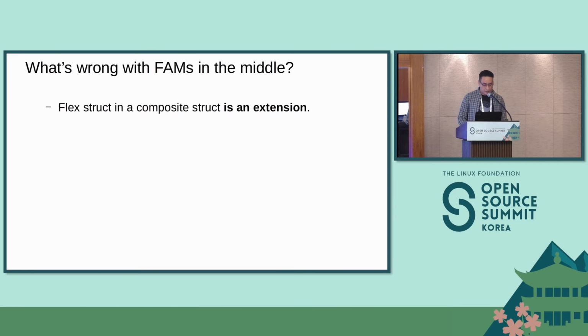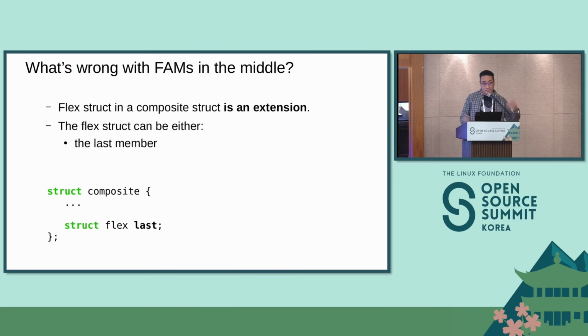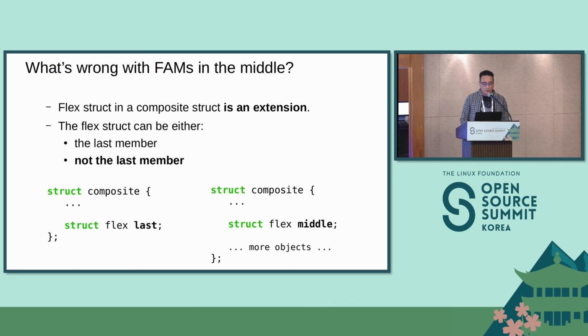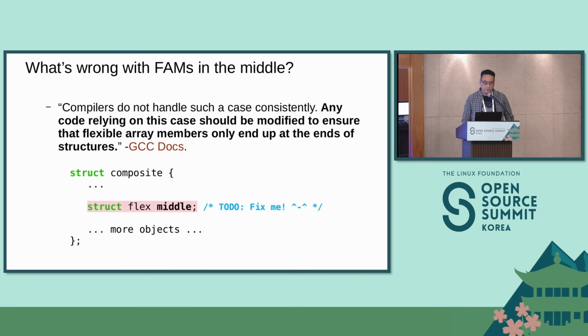Now, what is wrong with having flexible array members in the middle? First, let me say that a flexible structure in a composite structure is an extension to the language. This is not part of the language. As an extension, an instance of a flexible structure can be either the last member or not the last member in any containing structure. So this part is deprecated now. This is what we want to remove from the Linux kernel. Instances of this code are not welcome anymore in the kernel.